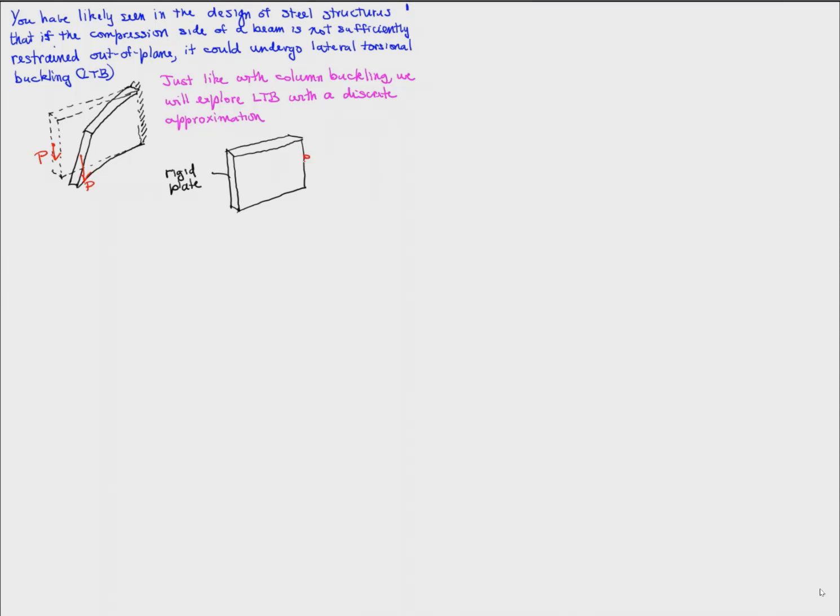The torsion spring constant we'll call K sub T, and the out of plane bending spring constant we'll call K sub B. We'll ignore deflections in plane. We'll ignore deflections due to in-plane bending because those deflections are much smaller than the deflections due to lateral torsional buckling.